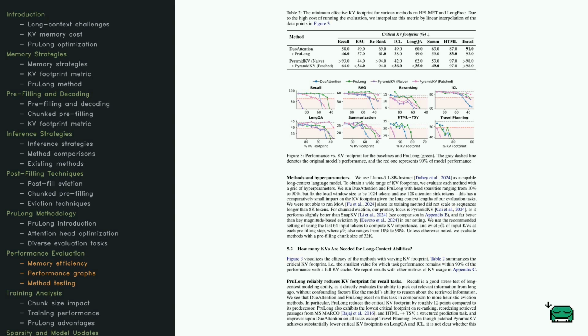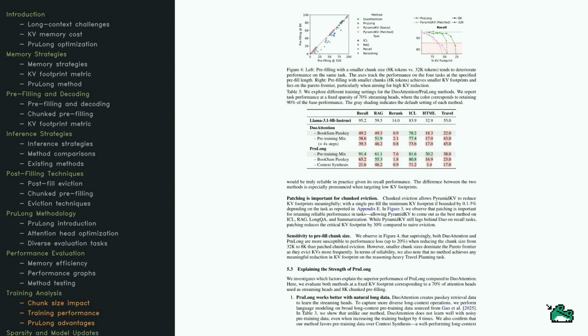A model called Llama 3.1 8B Instruct was used to handle a range of KV footprints. DuoAttention and PruLong were tested, adjusting head sparsities and window sizes to see performance under different memory conditions. The discussion shows that PruLong significantly reduces the KV footprint, especially in tasks requiring information recall. It's a stress test for long context modeling, showing PruLong's superior memory efficiency without compromising on performance, particularly in challenging tasks like travel planning.